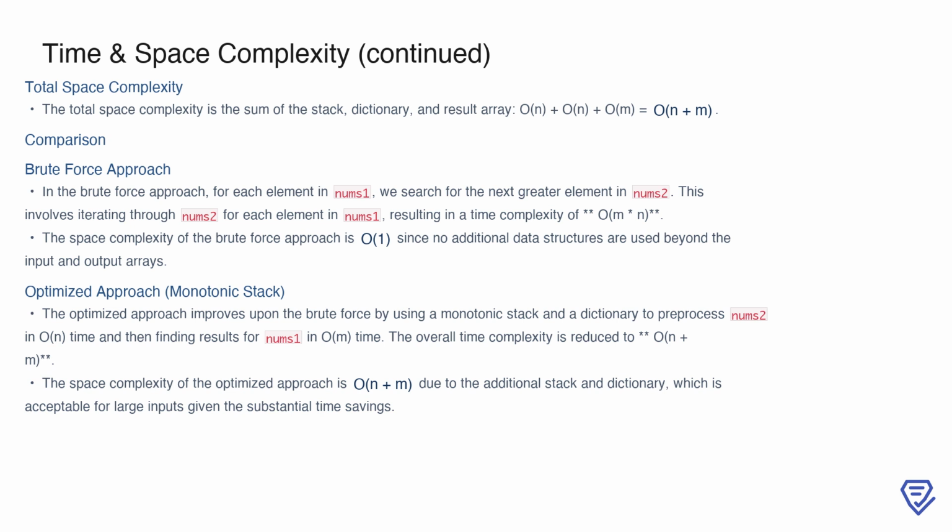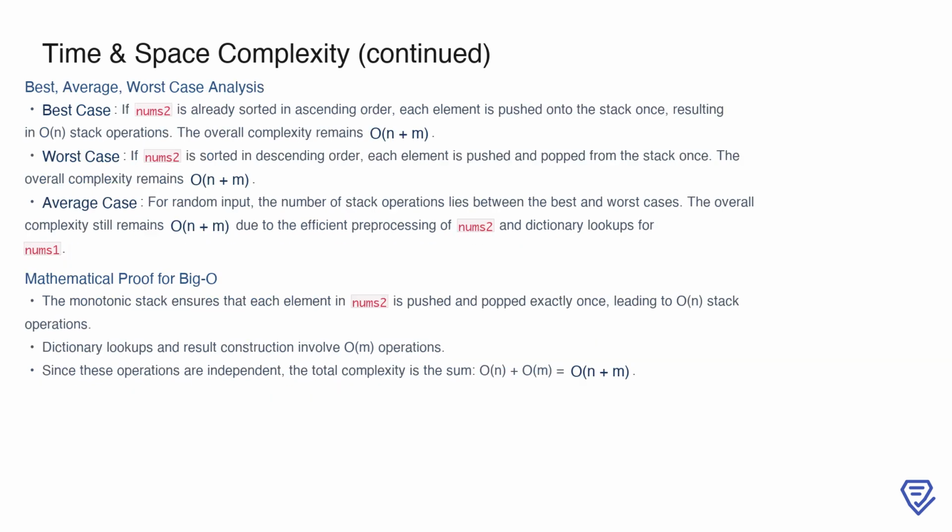On the other hand, the optimized approach, which uses a monotonic stack and a dictionary, pre-processes nums2 in O(n) time and then computes results for nums1 in O(m) time, leading to an overall time complexity of O(n + m). While the space complexity of the optimized approach is O(n + m), the time savings make it a much better choice for large inputs. To further solidify our understanding, let's analyze the best, worst, and average case complexities.